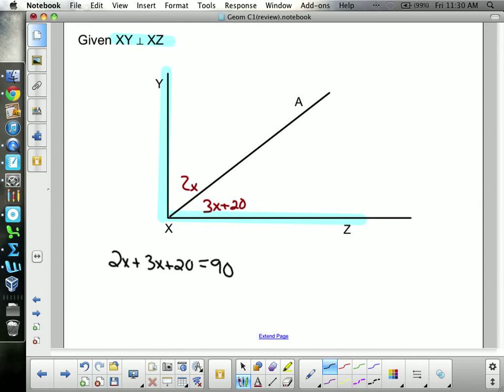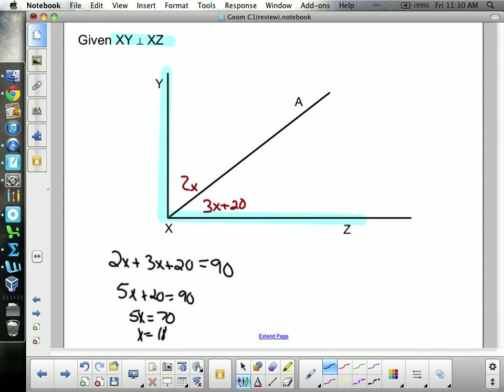We talk about being precise with language, because in the last quiz, a lot of people said the angles equal 90, so they wrote 2x equals 90 and then 3x plus 20 equals 90. You might know better than to do that, but not everybody does. So we try to be precise with our language. So 5x plus 20 equals 90. So 5x equals 70.